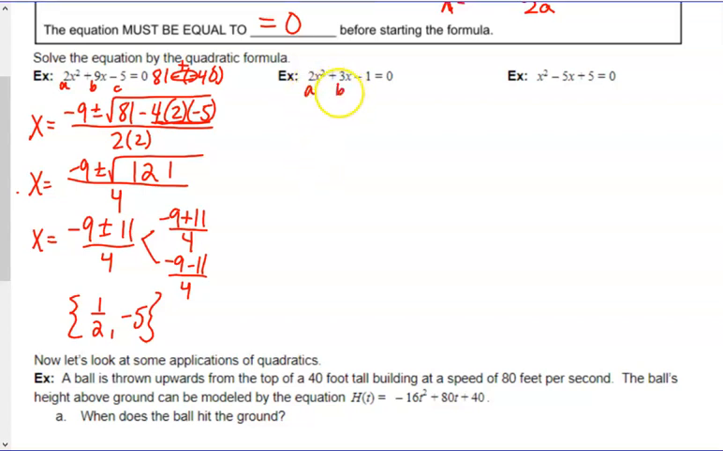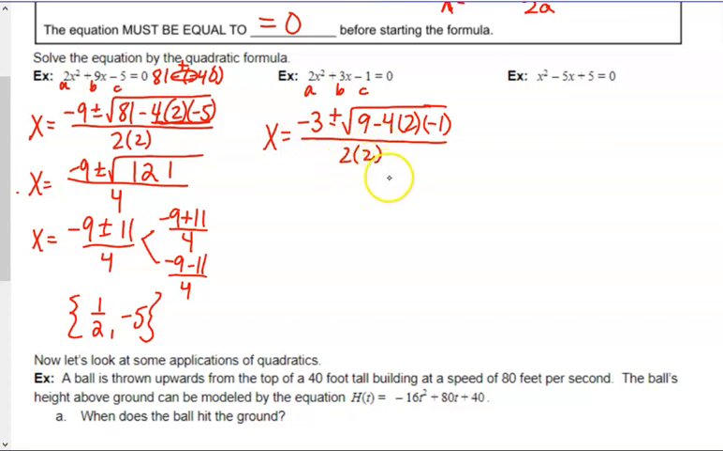A is 2, B is 3, C is negative 1. We plug it into the formula. X equals negative B, so take the opposite of what you're looking at, plus or minus the square root of B squared, which is 9, minus 4 times A times C, which is negative. So be very careful in there when you have a negative on A or C. All over 2A. All right. Simplify inside here.